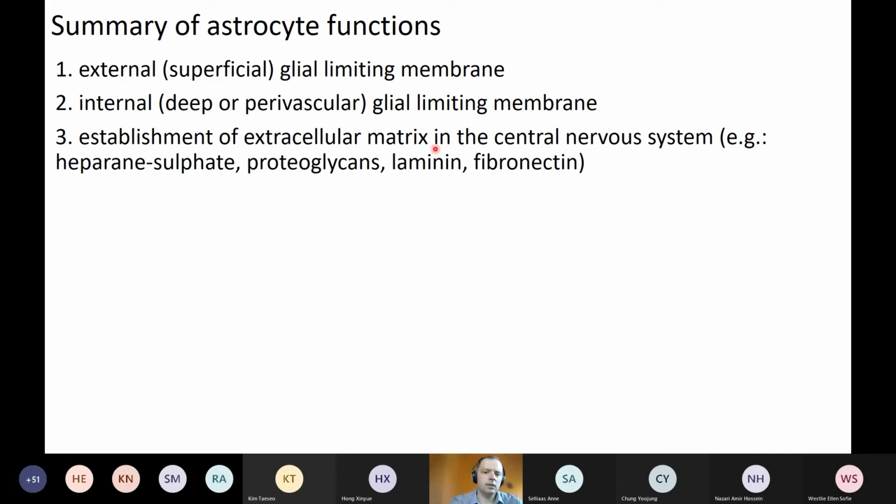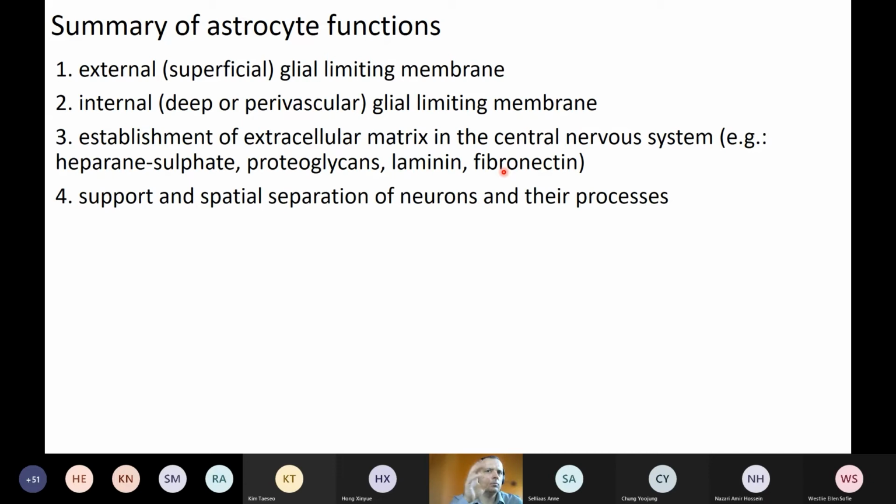This is something that I didn't mention yet, that within the central nervous system we have, however, a very narrow, but we do have a narrow extracellular space that is somewhat similar to the extracellular matrix of the connective tissues, but we do not have really strong fibers here, but we have instead these extracellular matrix molecules like heparan sulfate, proteoglycans, laminin, fibronectin. They are also found in the central nervous system, and this is also a product of the astrocytes.